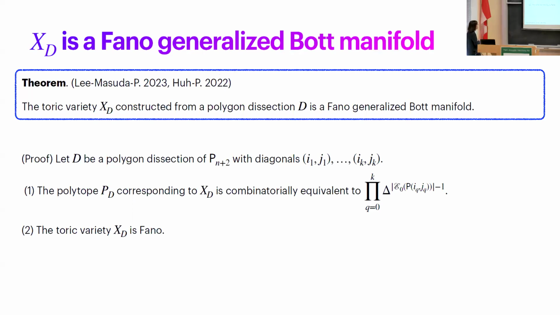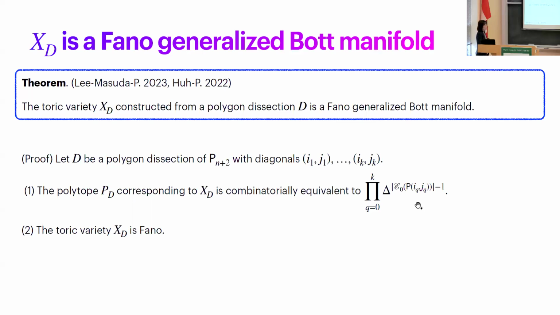Anyway, a toric variety X_D coming from a polygon dissection D is a Fano generalized Bott manifold. In particular, when the dissection is a triangulation, it becomes a Fano Bott manifold. The proof is quite simple. If D is a polygon dissection of P_{n+2} with diagonals I_1J_1, ..., I_KJ_K, that means we have K plus 1 small polygons. Then the polytope P_D corresponding to X_D is combinatorially equivalent to a product of simplices. Each simplex is determined by the set inside P of I_qJ_q.